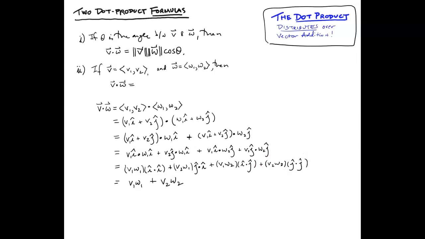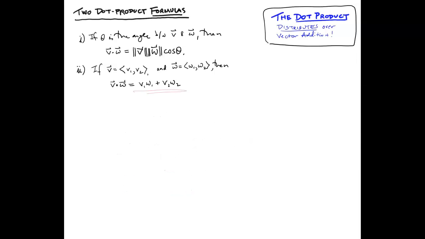And now we have a very simple formula, because the dot product of v and w is just this thing right here. Let me rewrite it up here. So we have our second formula for the dot product. This one allows us to compute the dot product explicitly when we know the components of our two vectors. To find the dot product, we just multiply the first components, multiply the second components, and add the two things together. It's as simple as that.